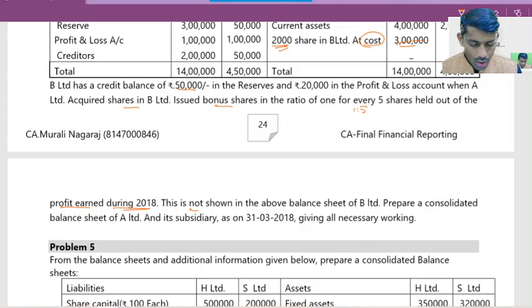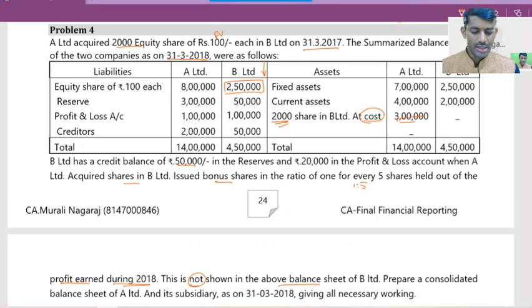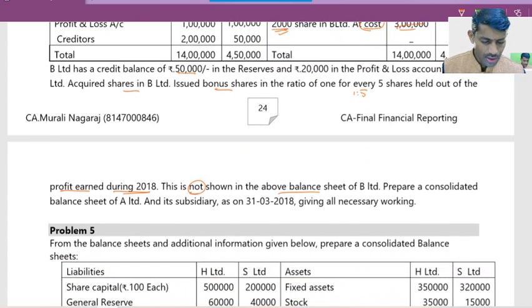This is not shown in the above balance sheet. That means the bonus adjustment was not done. So we have to include that bonus. After including the bonus, we have to compute the percentage of holding. So 1:5.